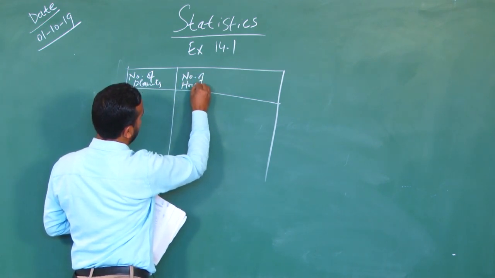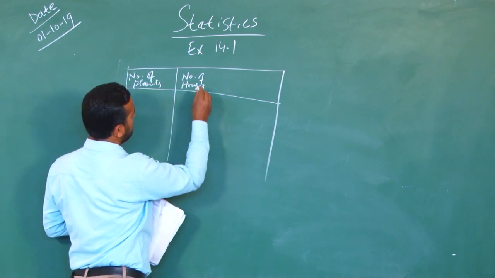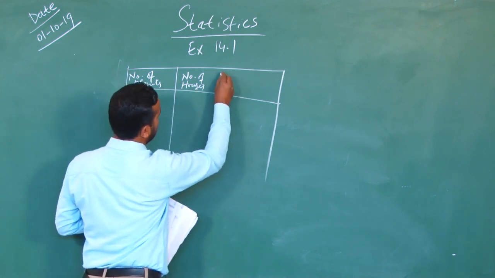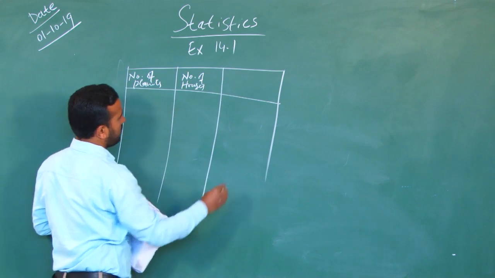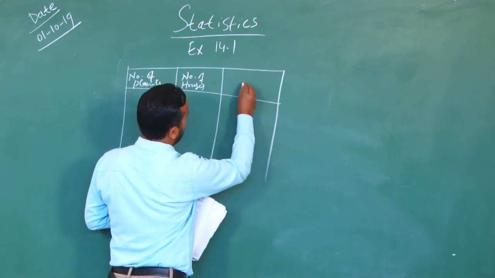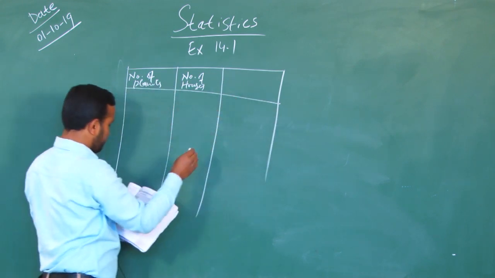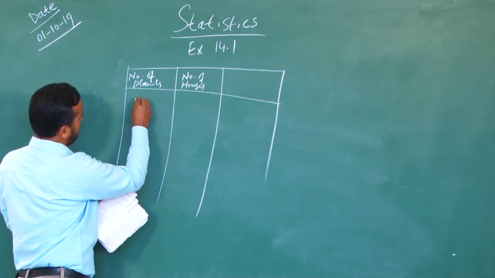Number of houses. And then in the third column we will have the mid values of these groups. Let us first write what are the data values given.